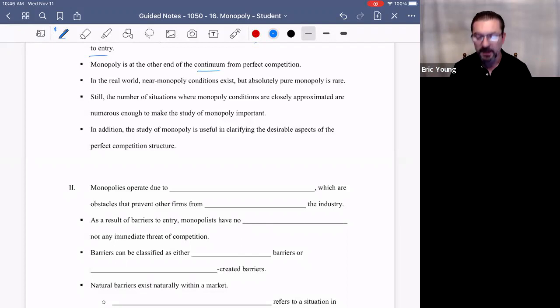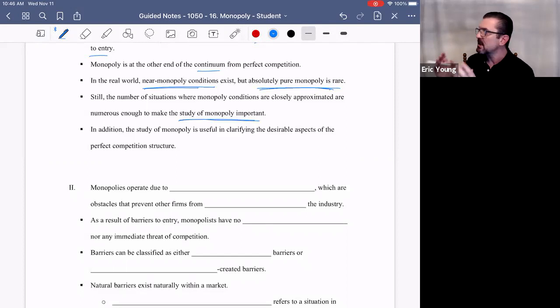Now, you hear the word monopoly a lot. It's important to understand that in the real world, near monopoly conditions do exist, okay? Levels of market power do exist. Absolutely, pure monopoly is really rare. So a lot of times purists will say, well, there's really no pure as defined monopoly. Well, that may or may not be true, but the bigger issue for us and the real big takeaway is while absolutely pure monopoly might be rare, near monopoly conditions do exist. And since the number of situations where those conditions exist is numerous, it makes the study of monopoly really important.